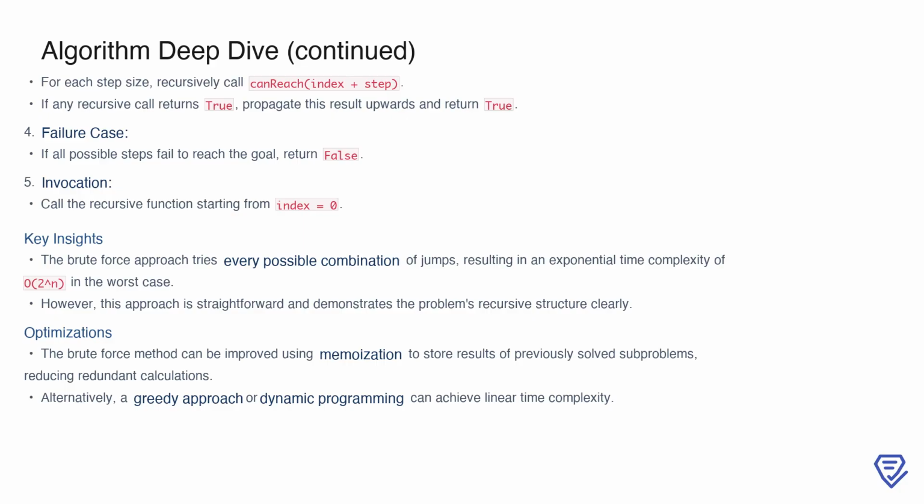To apply the brute force approach, we invoke the recursive function starting at the first index, which is index equals 0. Key insights here include understanding that this approach exhaustively tries all combinations, making its time complexity exponential at O(2^n). While it's computationally expensive, it effectively demonstrates the recursive nature of the problem. To optimize, we can use techniques like memoization to store results of subproblems or switch to more efficient strategies like greedy algorithms or dynamic programming.